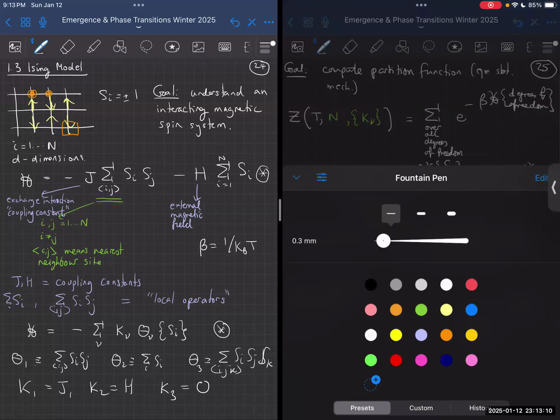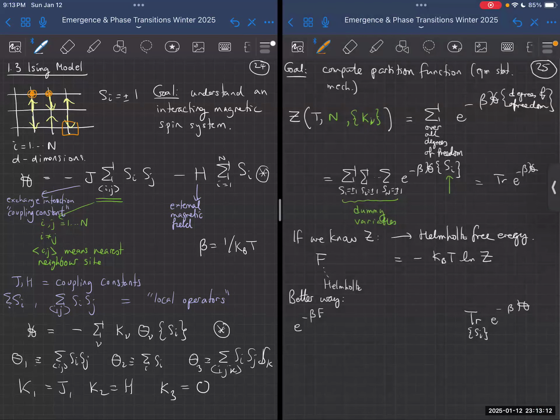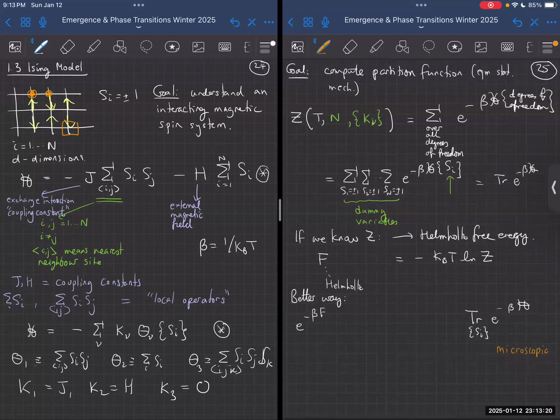It's a nicer way to write it because here we're talking about the microscopic degrees of freedom, and over here, we're talking about the macroscopic degrees of freedom. In fact, there are no degrees of freedom at all. There's just the variable, the Helmholtz free energy. So this is thermodynamic, and by definition, if it's thermodynamic, it's macroscopic.